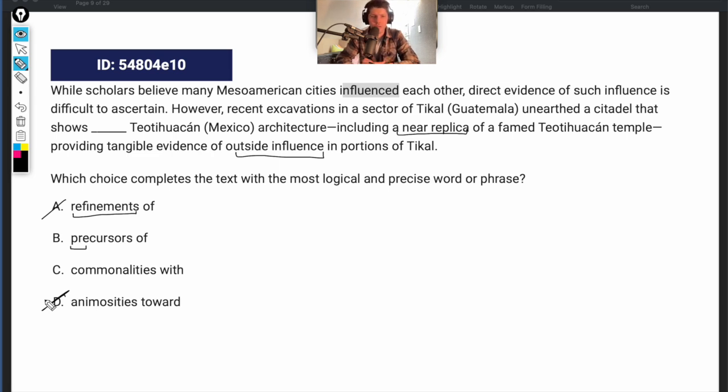Okay, so we're in between precursors and commonalities with. I really like commonalities with, but I didn't want to cross off precursors first because sometimes when I'm down to two answers, I can notice something more clearly. Like maybe what we're saying, if it were to be B, I'll tell myself what I would expect, which is to say that the Guatemalan stuff came before, precursors of the Mexican architecture. But I know that that's wrong based on the fact that the Guatemalan citadel is a near replica of a certain Mexican temple, right? So that doesn't make sense, and there's C.